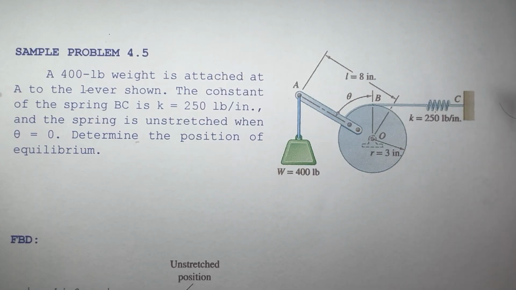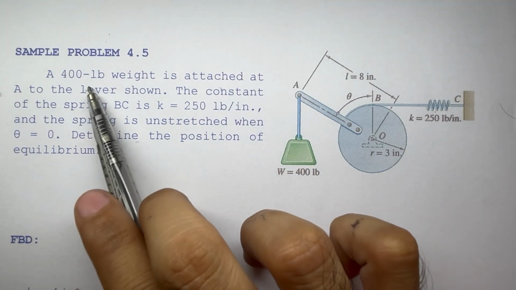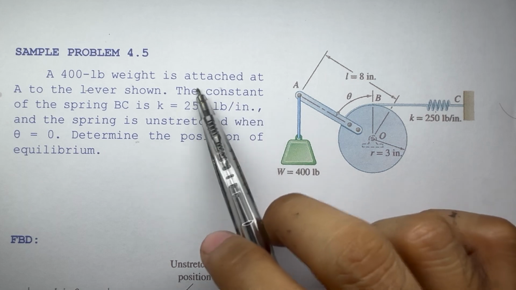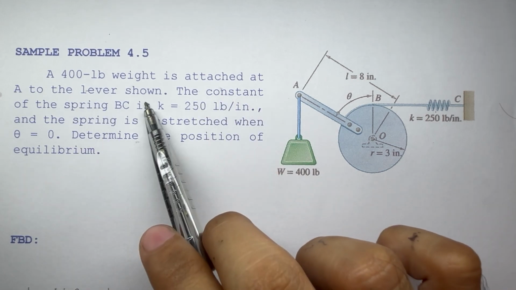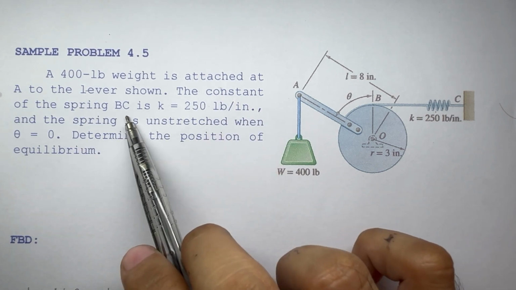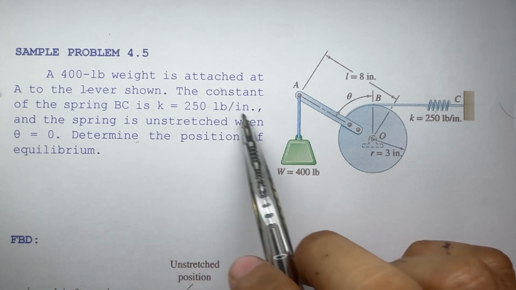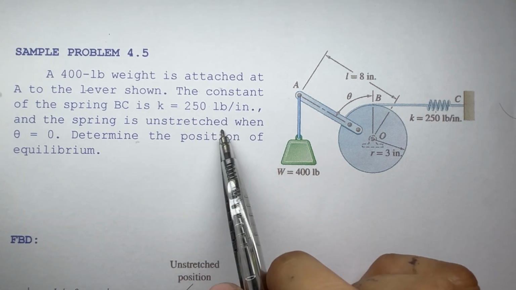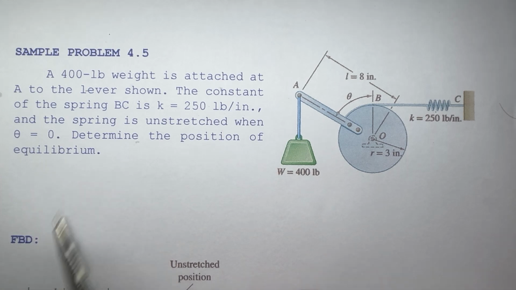So we have here sample problem 4.8. A 4,000-pound weight is attached at A to the lever shown. The constant of the spring BC is 250 pound-inch, and the spring is unstretched when theta is 0. Determine the position of equilibrium.